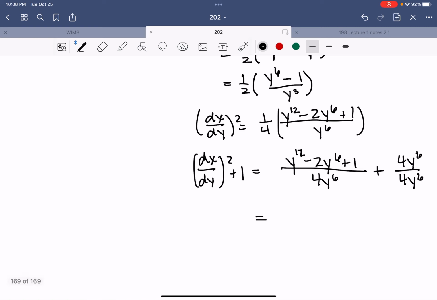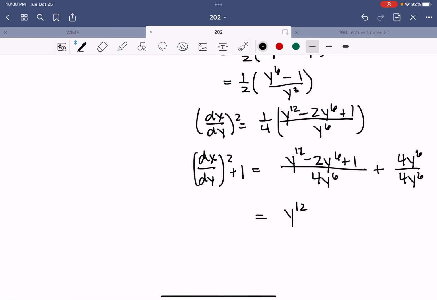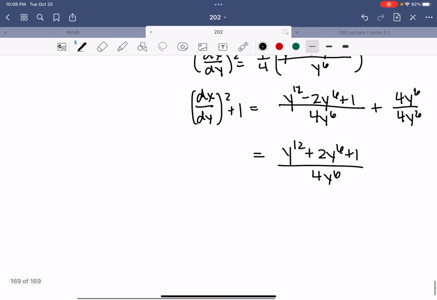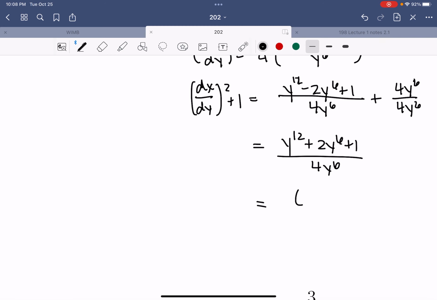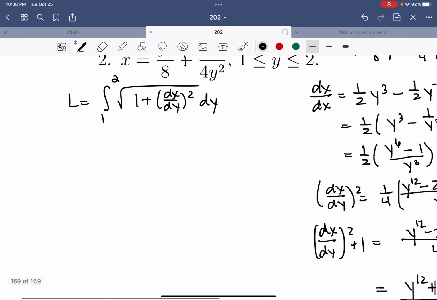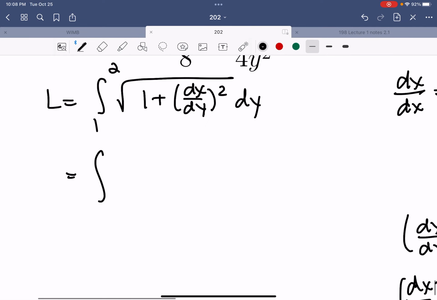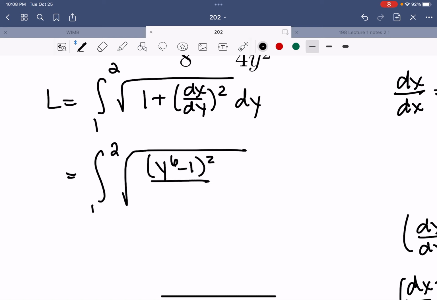Okay. That way, when I combine my like terms on the top, I have y to the 12th plus 2y to the 6th plus 1 all over 4y to the 6th. And then that can be rewritten as y to the 6th plus 1 quantity squared over 4y to the 6th. That's what I'm going to put underneath the square root. So all the way back up here, this becomes the integral from 1 to 2 of the square root of y to the 6th plus 1 squared over 4y to the 6th dy.